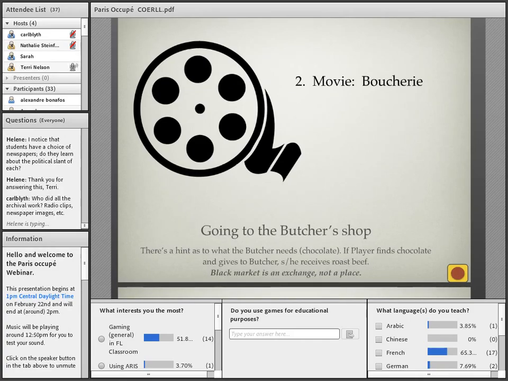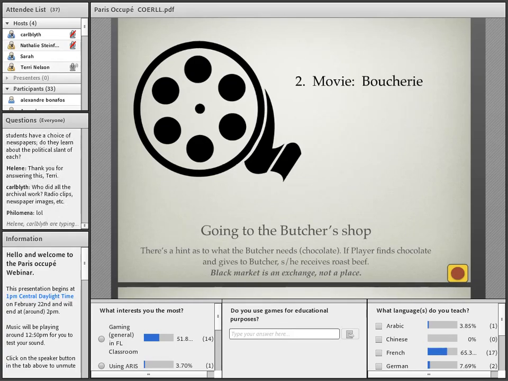Now, what was interesting with this is that I asked the students when we finished with this chapter, did you ever go to the black market? Did you ever use the black market? And the students said, oh, no, madame, we couldn't find the black market. And I said, well, what do you mean, find the black market? And they said, well, it wasn't anywhere on the map.